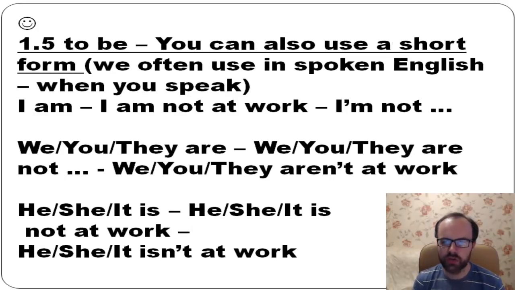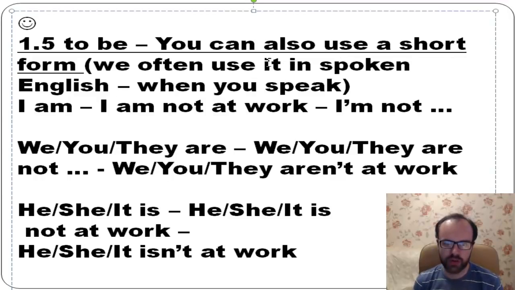You can also use a short form. We often use it in spoken English when you speak. I am. I'm not at work. We, you, they are at work. We, you, they are not at work. We aren't at work. You aren't at work. They aren't at work. He, she, it is. He, she, it is not at work. He isn't at work. She isn't at work. It isn't at work. Good.